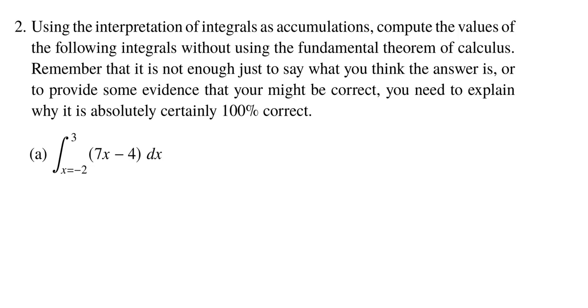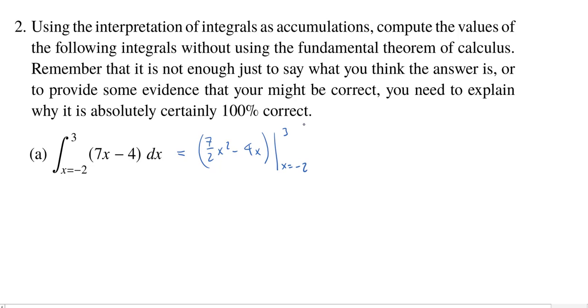So here it looks like we just have a very simple integral. We could use the fundamental theorem of calculus, right? So we'd say, okay, what's an antiderivative? Let's see, that's going to be 7 over 2 x squared minus 4x. Then we have to evaluate between negative 2 and 3.